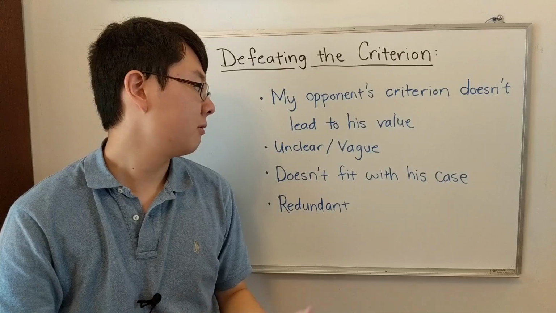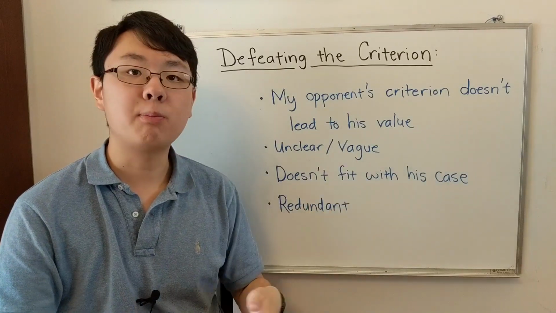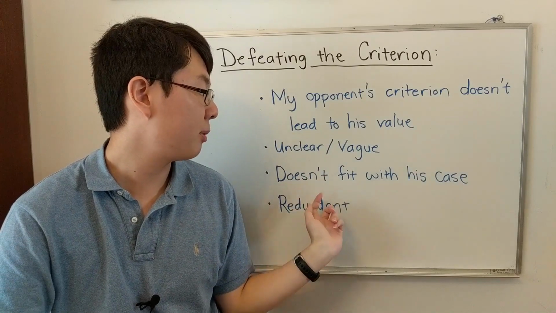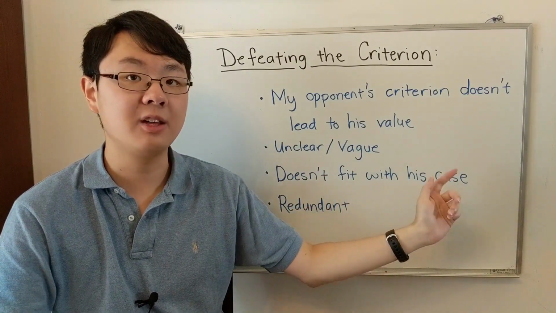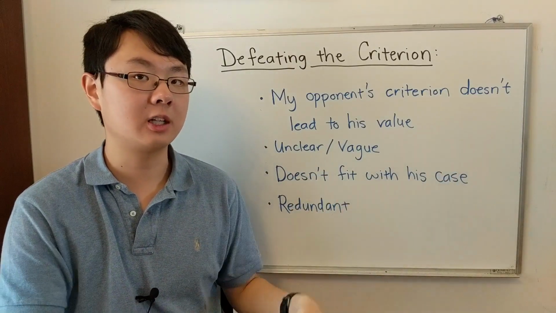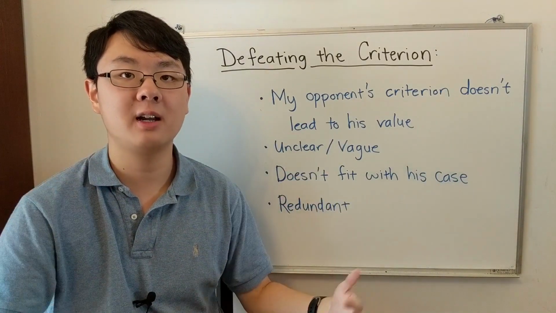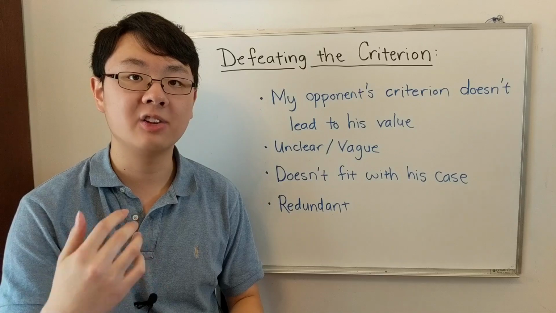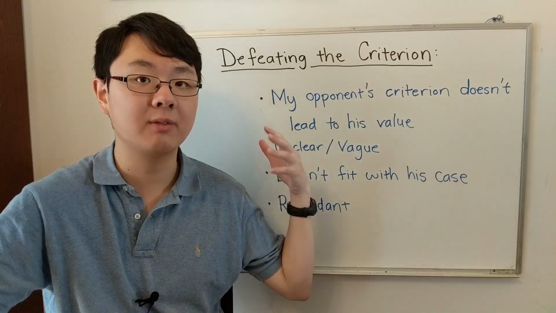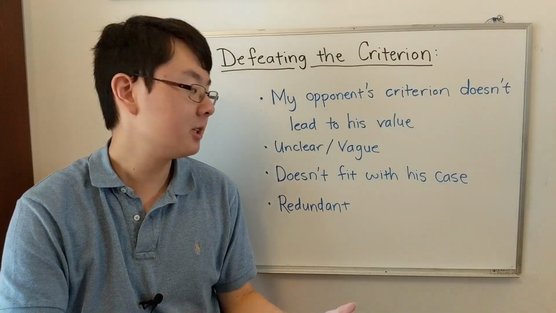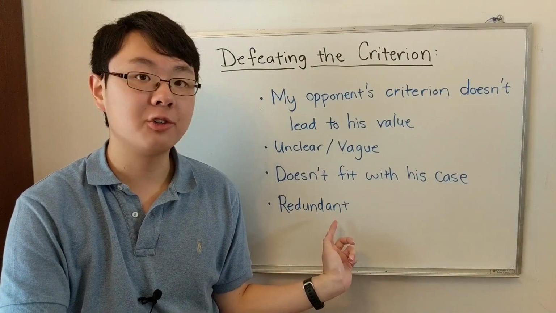And then third is just any problems, or any flaws you can find. You can also argue the opponent's criterion doesn't fit with his case. This is sort of related to what we talked about earlier. Cases are built on links. Try to break the links. Argue the opponent's criterion doesn't lead to his value, or maybe it doesn't even fit in with the case at all. It's just totally irrelevant or random, which leads us to this fourth thing, which is also related.